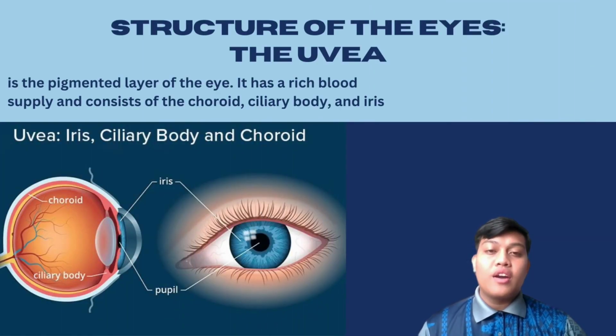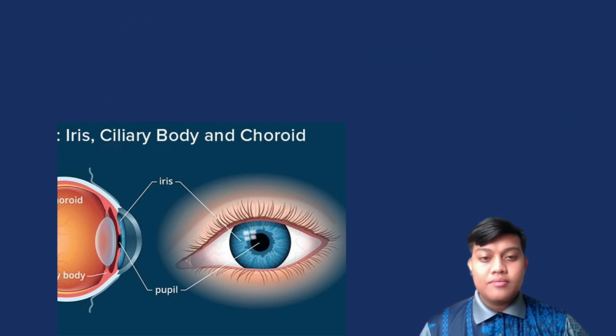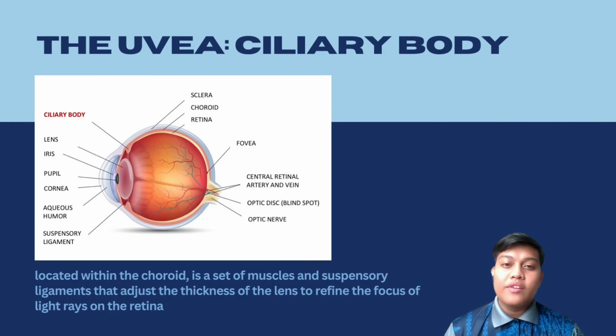The next structure of the eye, the uvea. The uvea is the pigmented layer of the eye. It has a rich blood supply and consists of the choroid, ciliary body, and iris. Now, let's take a look at the ciliary body. The ciliary body, located within the choroid, is a set of muscle and suspensory ligaments that adjust the thickness of the lens to refine the focus of light rays on the retina.